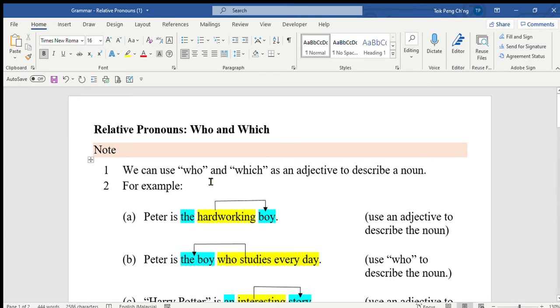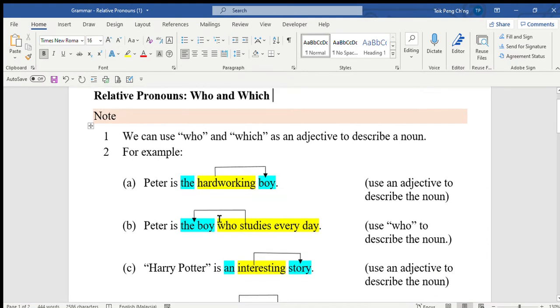Okay, so first of all, we can use who and which as an adjective to describe a noun. Describe a noun. Maksudnya memberi tahu lebih banyak tentang kata nama. Okay? A noun is like kata nama, and then describe maksudnya memberi lebih maklumat tentang satu kata nama. Alright, describe a noun. So there are two ways for us to describe a noun.